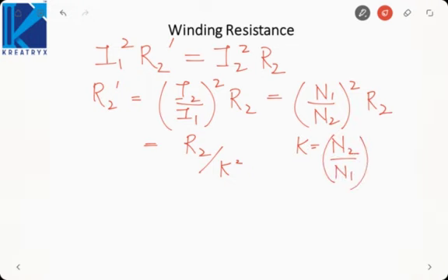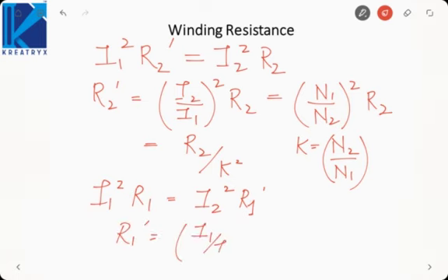Similarly, what we can do is transfer the primary resistance to the secondary on the same basis. So what I will write: I1 square R1 should be equal to I2 square R1 dash. Now R1 dash is equal to (I1 by I2) whole square into R1, which is equal to (N2 by N1) whole square into R1, that is K square R1. So that is how we can transfer the primary resistance to the secondary.